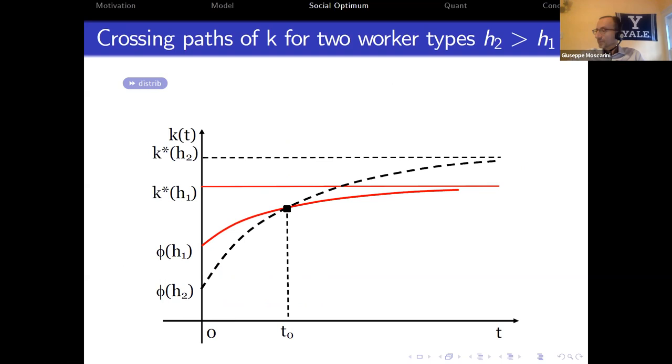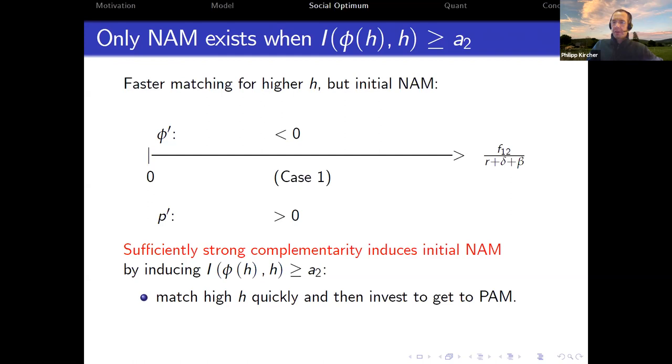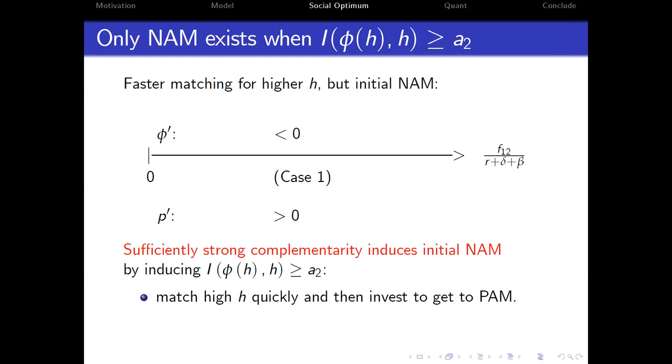Can I still ask one thing, Shouyong? Is that because the F12 is so strong, or just because that implies somehow that the level of F at some point becomes so important? Level F? No, it's the cross partial. Yeah, the level of H shouldn't matter that much.